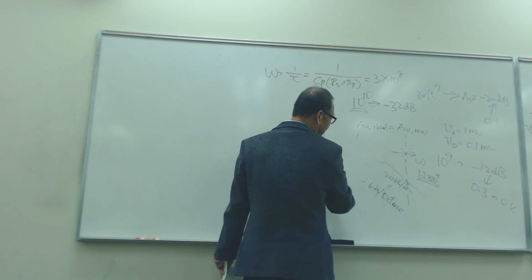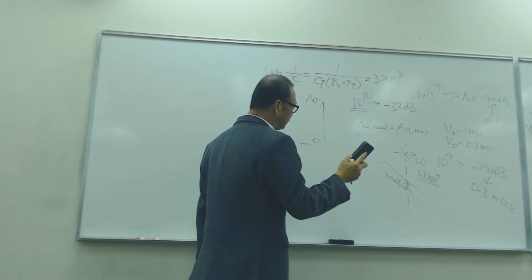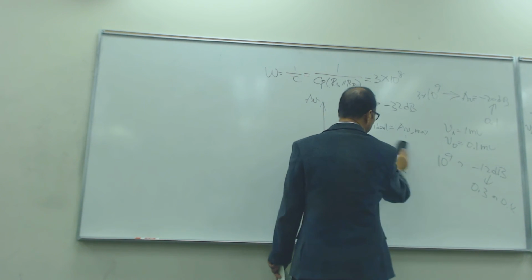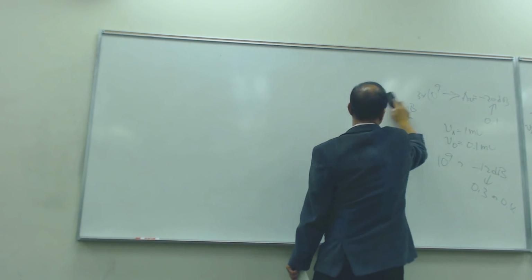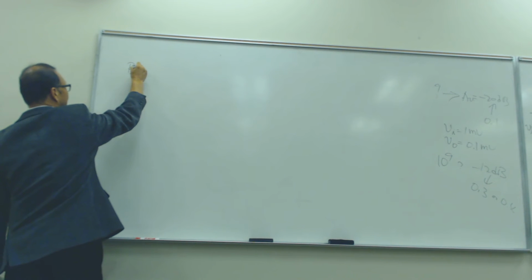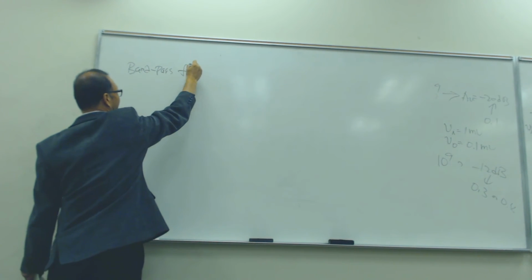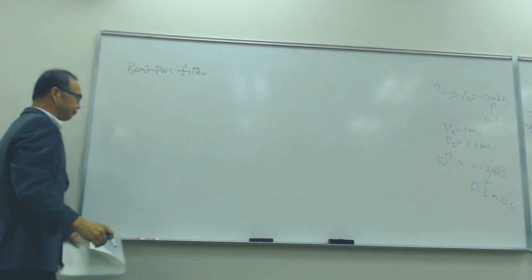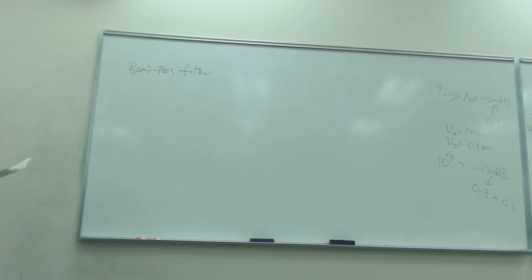What I'm doing now are just RC circuits, right? Well, actually not the real circuit. So later on we'll do the real circuit, okay? So let's do a band pass filter. So a band pass filter will look like this.